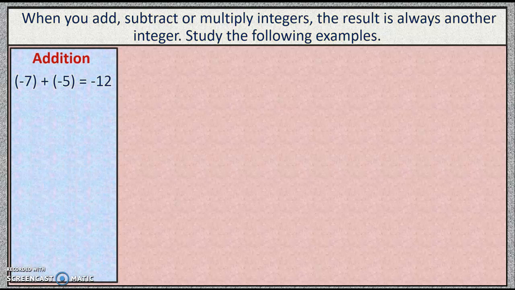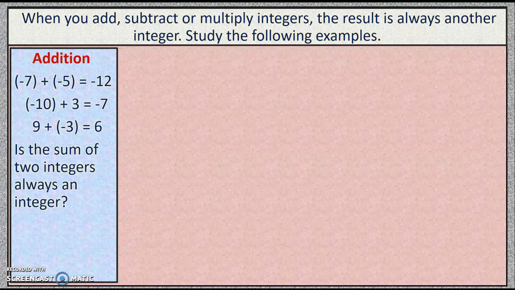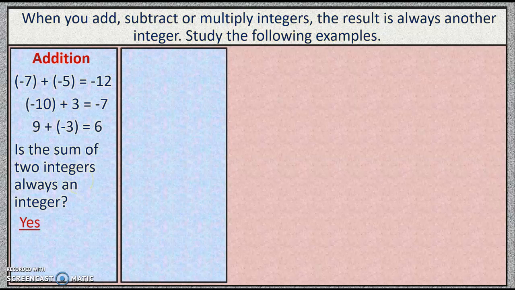Addition. Negative 7 plus negative 5 is negative 12. Negative 10 plus 3 is negative 7. 9 plus negative 3 is 6. Is the sum of two integers always an integer? So the sums are negative 12, negative 7, and 6. So it is yes.